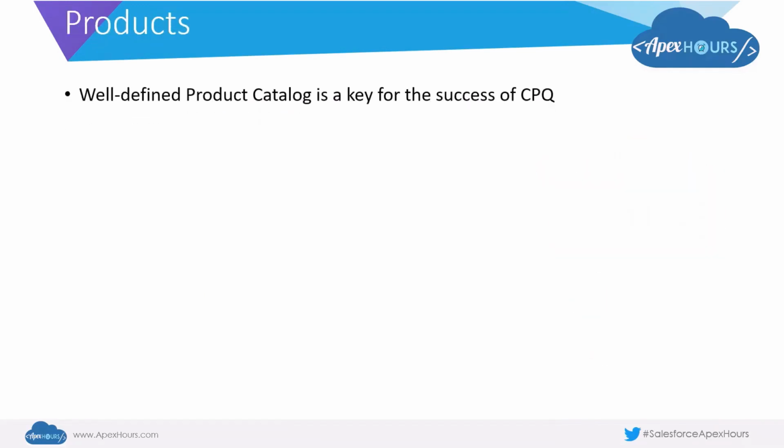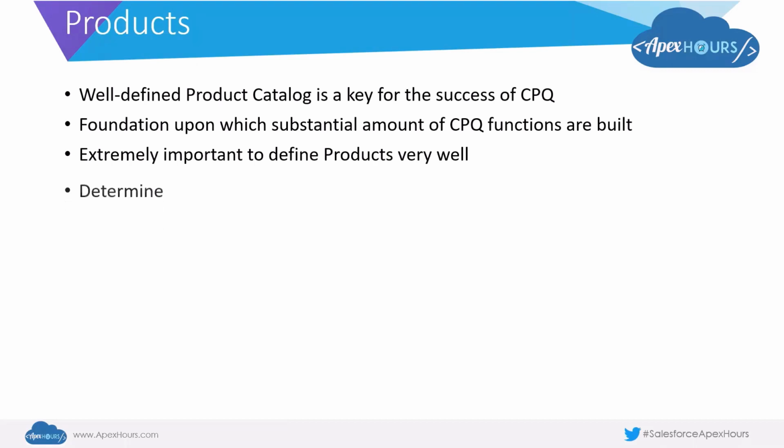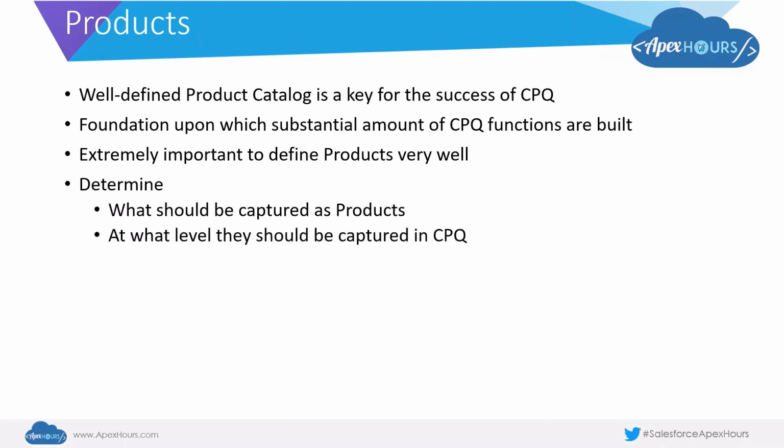So product catalog is the foundation upon which a substantial amount of CPQ configuration is built. It is extremely important to take time to define products well. This is not necessarily a technical question. It is typically understanding what products your customer sells, and what levels should they be captured in Salesforce CPQ. For instance, if a product has components, do they need to be broken out for specific purposes of quoting?